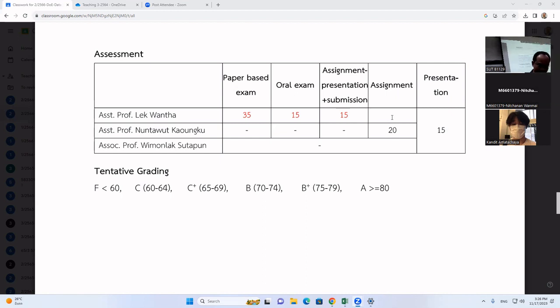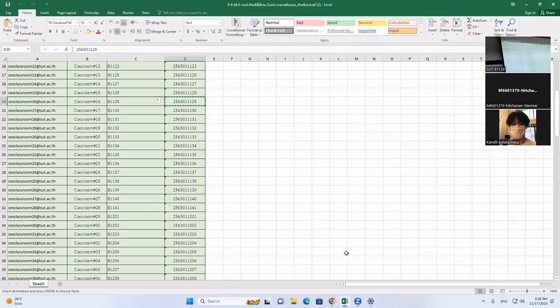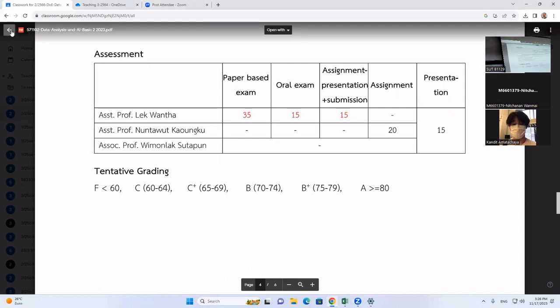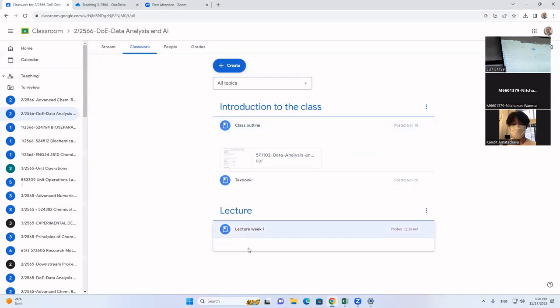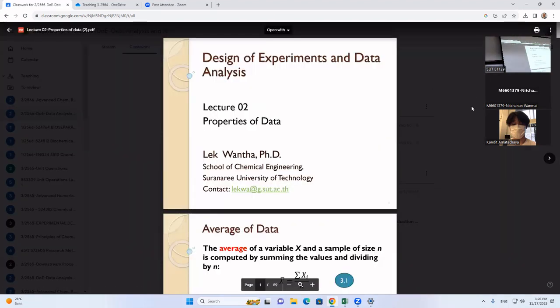Do you have any question for the class? Okay, if you have no question, I start the class for the first week. I introduce you about the equipment design for that skill.